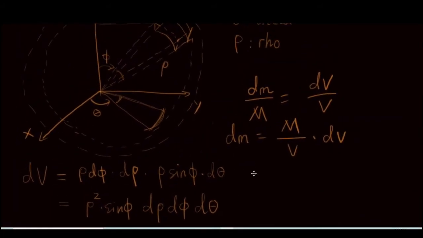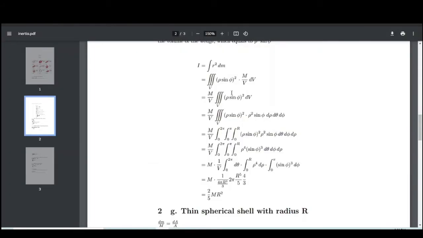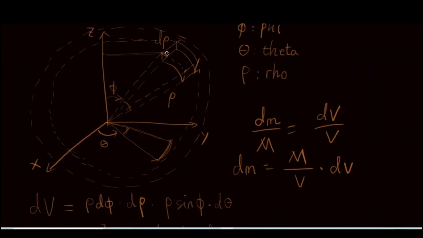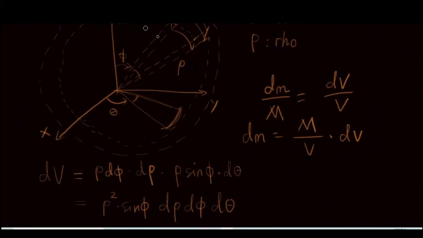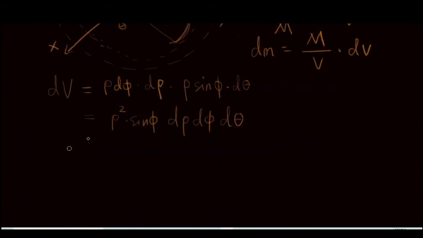Now we just analyzed the dV and dm here, but we also need to look into r. Remember, r is the distance between the particle and the rotational axis. So it's this distance. And this distance is rho sine phi. So we know that r equals rho sine phi.